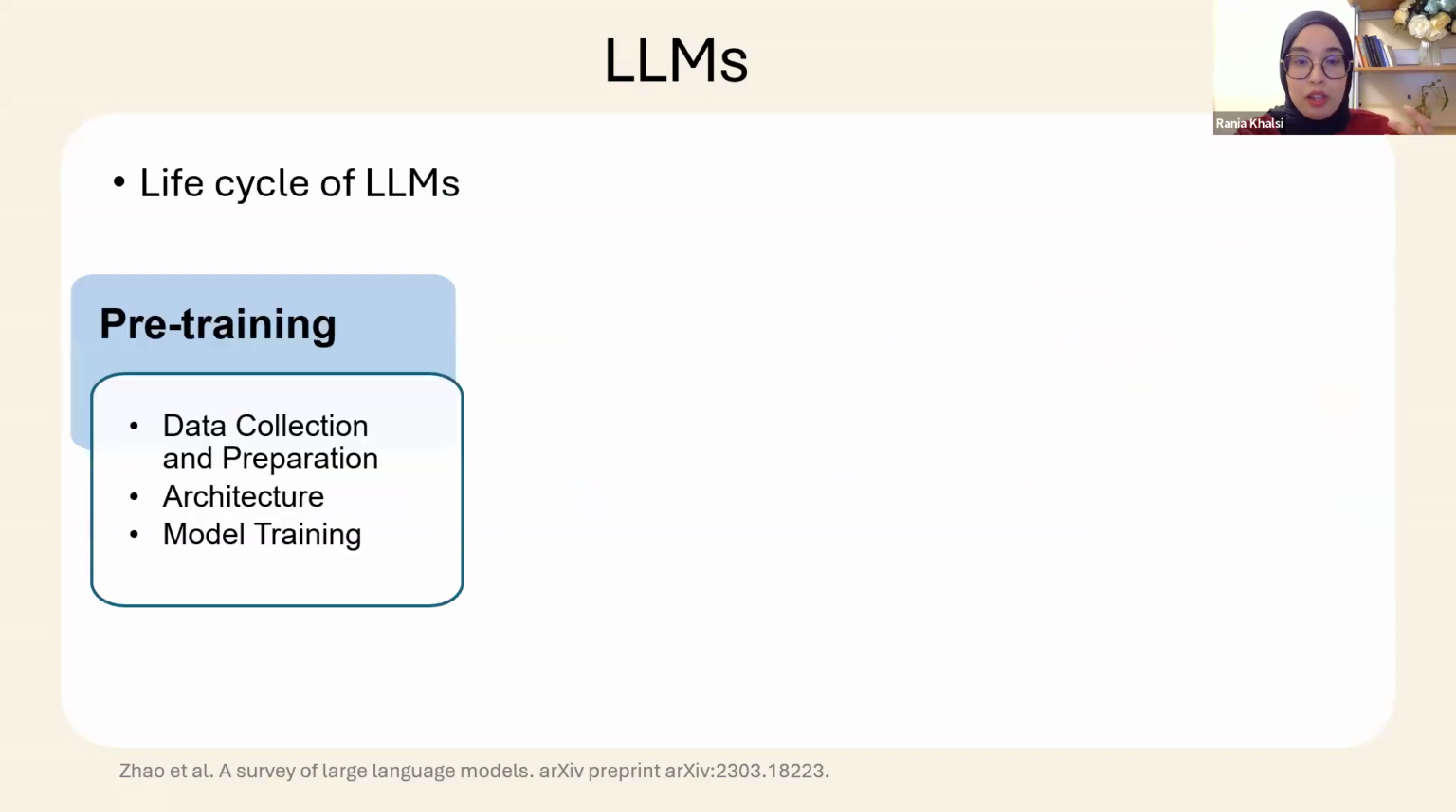Now what we have here is the life cycle of a large language model. At a high level, it is built around three major phases.